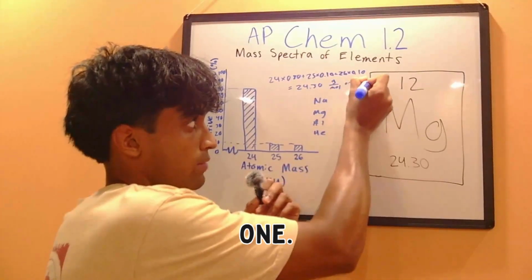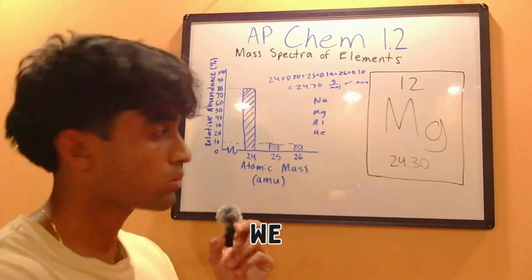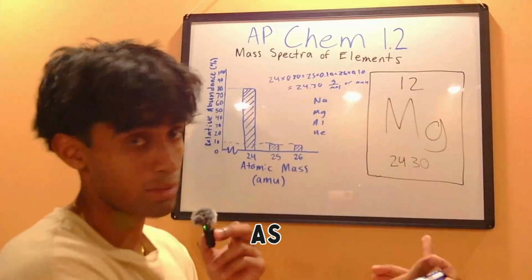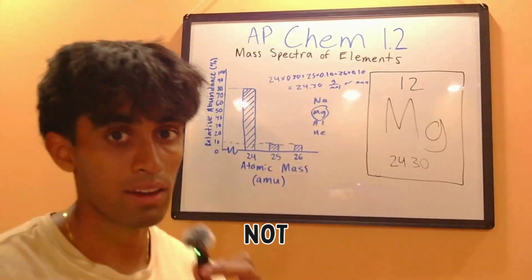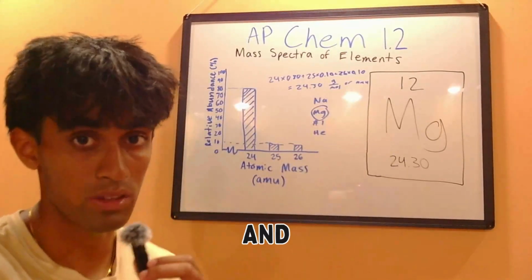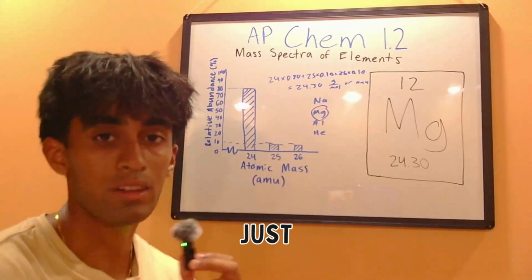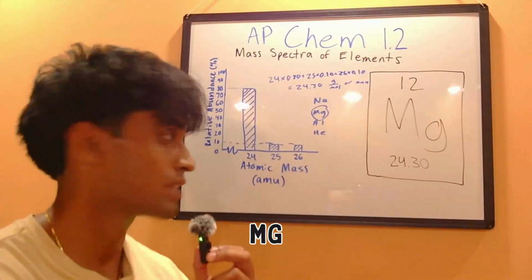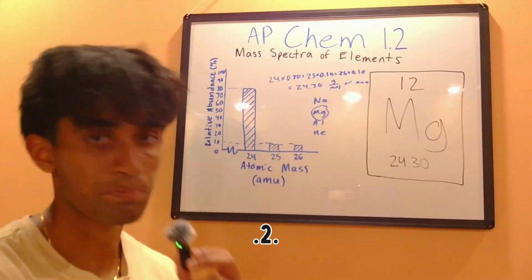You could write either one. And we match that to the periodic table. We actually see that it is exactly the same as Mg. So we could say that Mg was the answer here. And it's not always going to be the exact number, so it's not always going to be 24.30. It could be like 24.2, and you just have to find the closest one, because Mg is still closer than Na to 24.2.